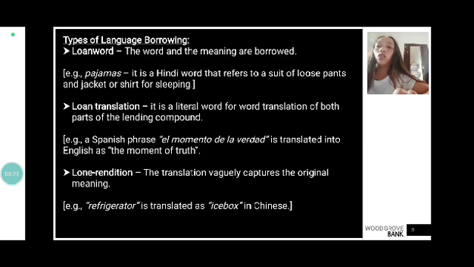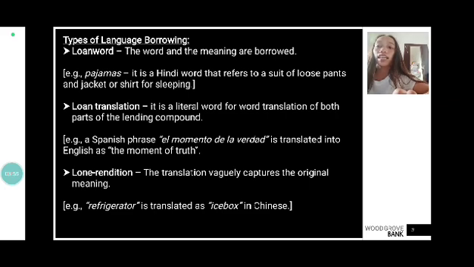So another type of borrowing is loan rendition. The translation vaguely captures the original meaning. When we say vaguely, it means uncertain or unclear. So loan rendition and loan translation are quite similar, since both of them require translation. However, loan rendition is a type of translation that is uncertain or unclear in capturing the original meaning.